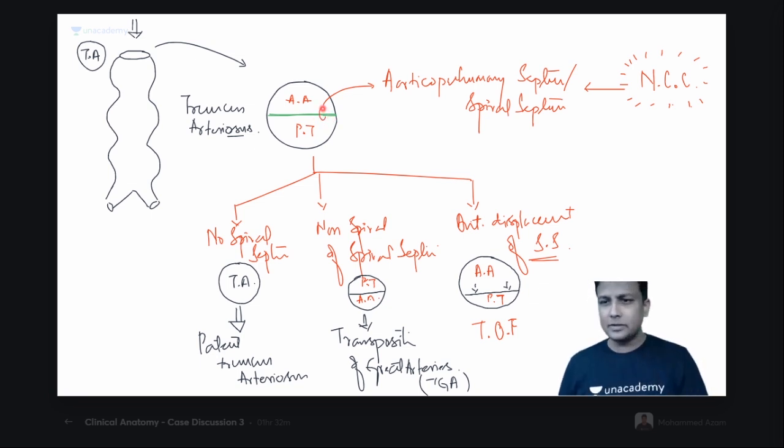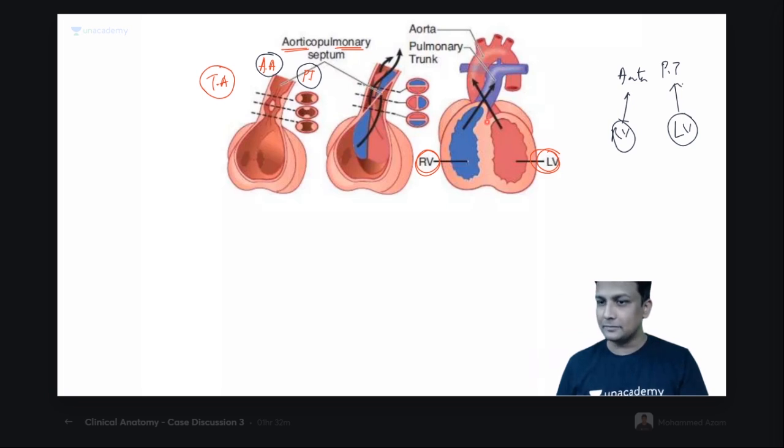If the spiral septum is not at all present there, patent truncus arteriosus. If the spiral septum is not spiraling, then what is going to happen? Transposition of the great arteries. If it is not getting spiral, then what will happen? Aorta will be coming from the right ventricle, and the pulmonary trunk is coming from the left ventricle. That is kind of opposite, transposition of great arteries.